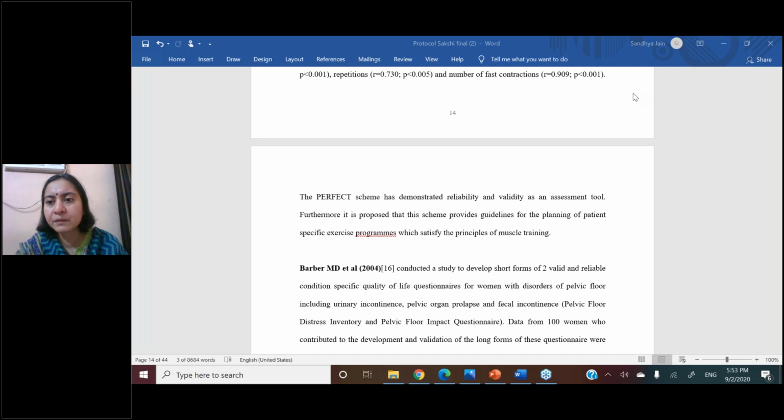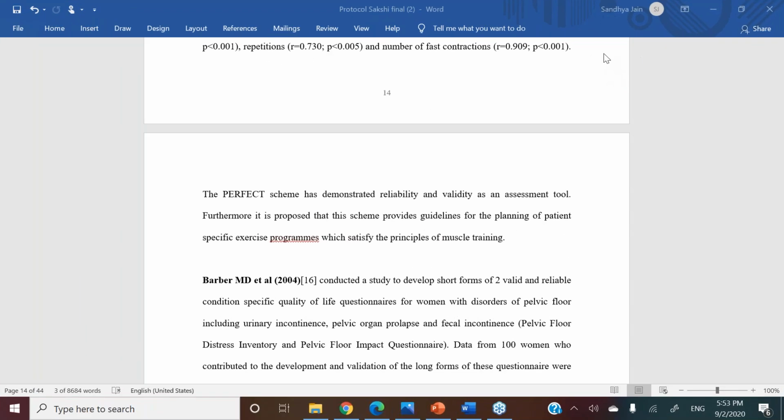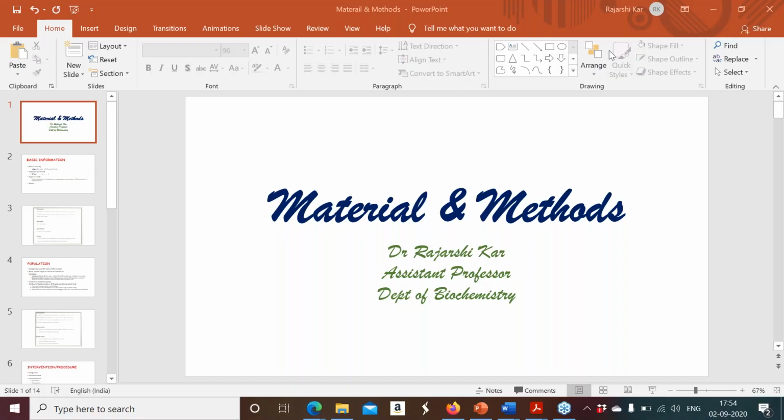So the next session. Thank you. So the next session is by Dr. Rajarshi. He will be talking about the material and method section in the writing protocol. So I make Dr. Rajarshi the presenter. Dr. Rajarshi, I think now you are the presenter. Yes, I think that's good. Okay, so over to you, Dr. Rajarshi.